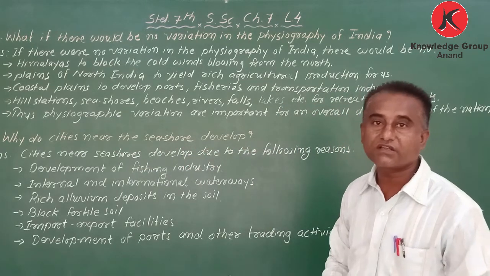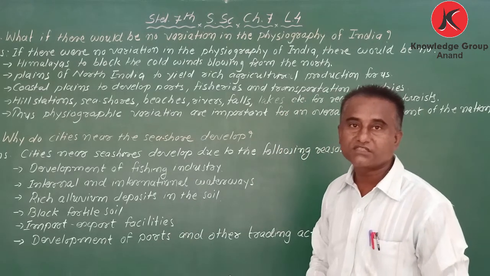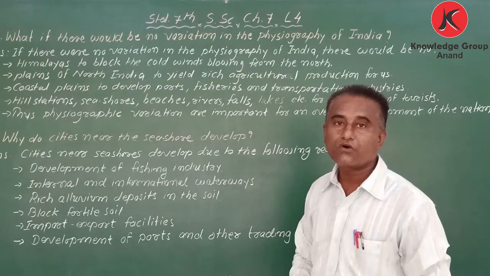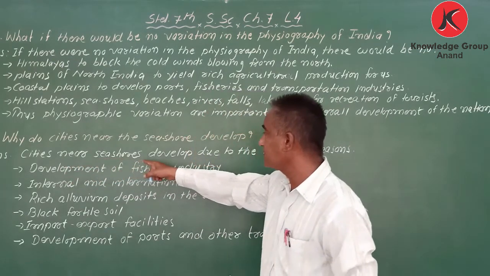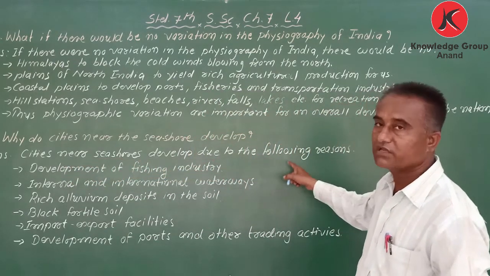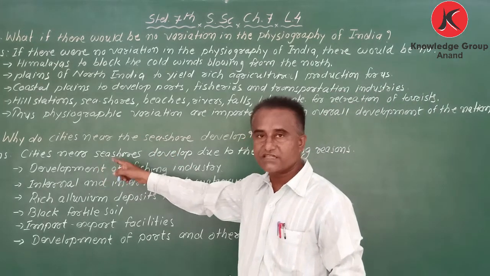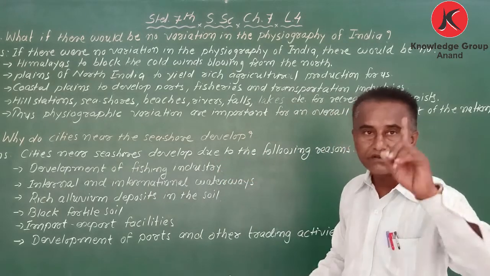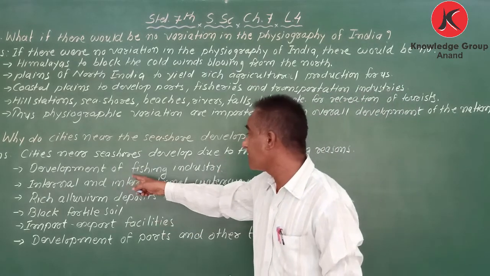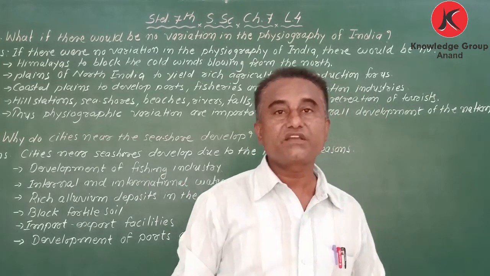Here I have written certain points. Because of these points, cities develop on the seashore. Answer: cities near the seashore develop due to the following reasons. Number one, development of the fishing industry.